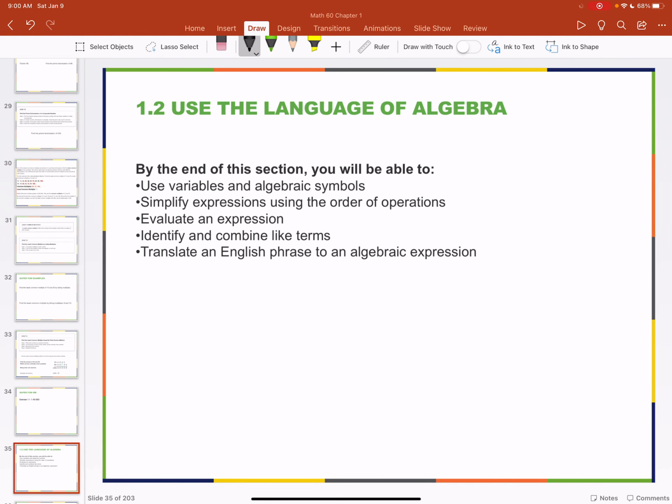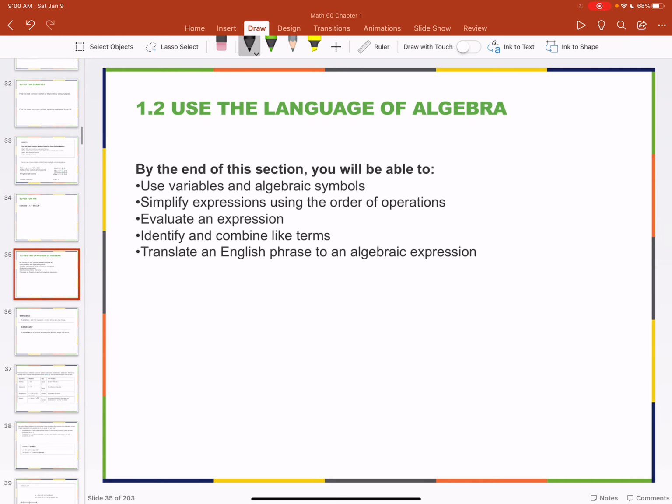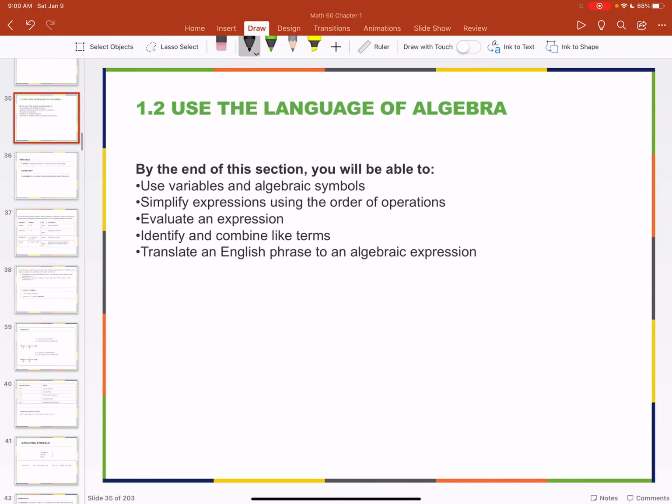Everyone, and welcome to section 1.2, which deals with using the language of algebra. So our goal today is to use variables, what are they, and symbols to simplify using order of operations, evaluate expressions, identify and combine like terms, and then translate an English phrase to an algebraic expression.